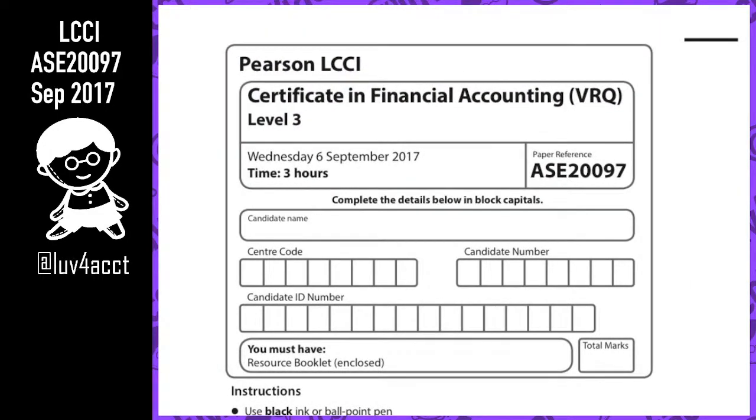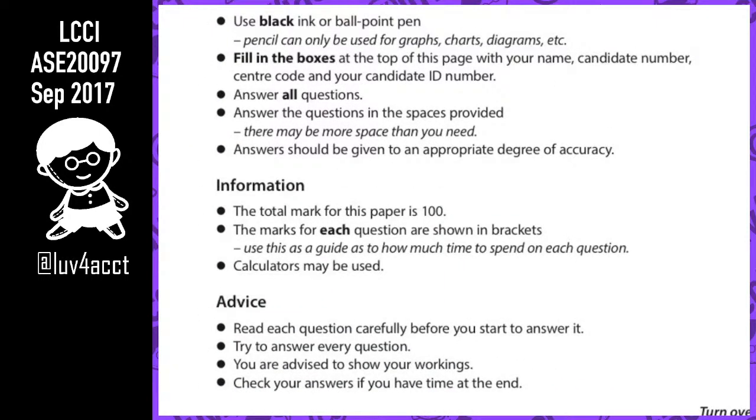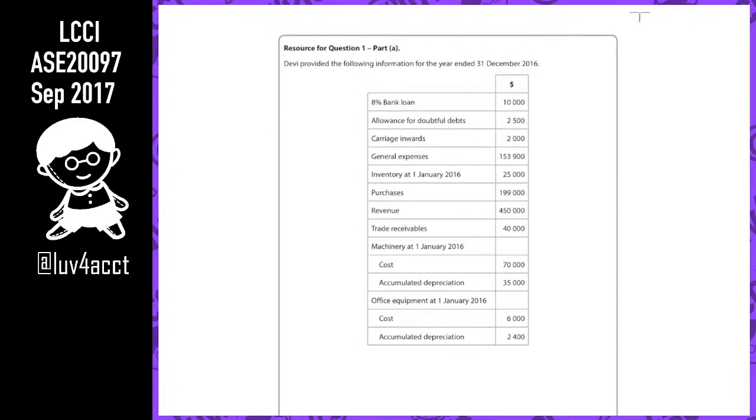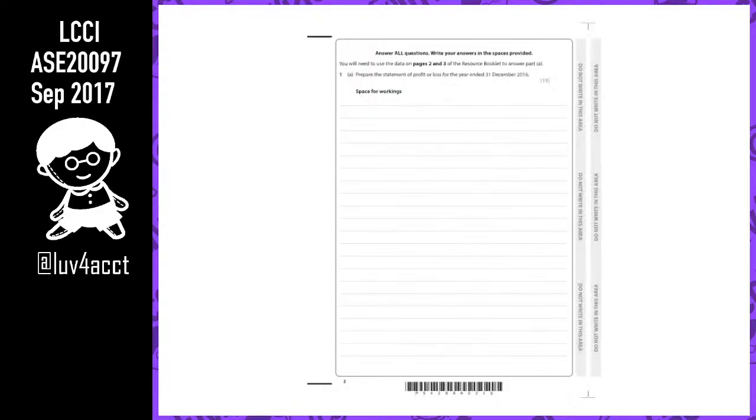Level 3 Financial Accounting, September year 2017. Again, 100 marks, 5 compulsory questions. Let's start today's paper. In question 1, Davy provided the following information for the year ended 31st December, and then some other information, adjustments to be made, and then prepare the statement of profit or loss for year 2016.